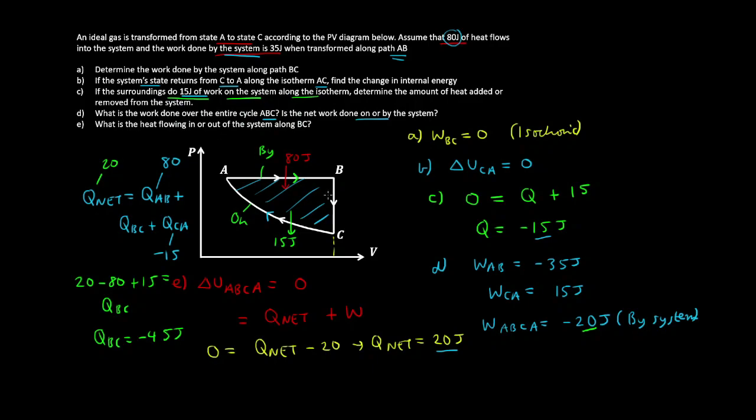So that means heat was going out of the system from B to C. And this makes sense because we have a constant volume process and the pressure drops, doesn't it? So therefore heat must be going out of the system.